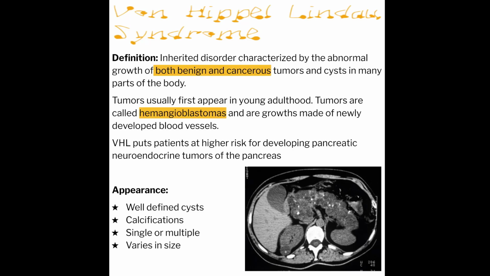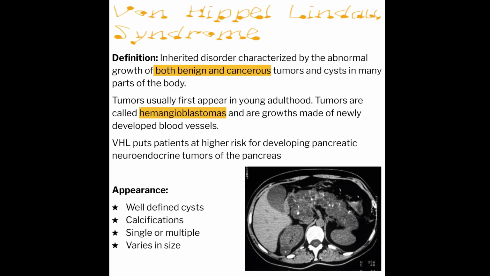Now, another thing that occurs with VHL is the growth of solid structures, and these solid structures can actually be benign or cancerous. And when a person is diagnosed with VHL, usually in their young adulthood, they are going to start to grow tumors called hemangioblastomas. And those can develop anywhere within the body, but they are basically made of kind of a ball of blood vessels.